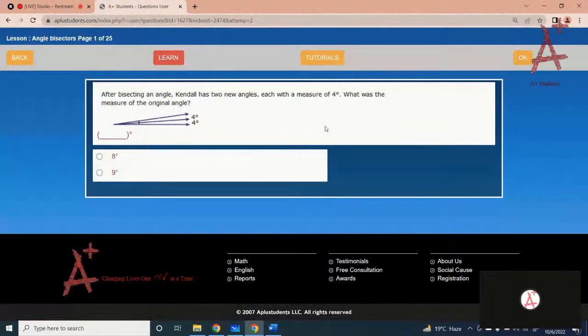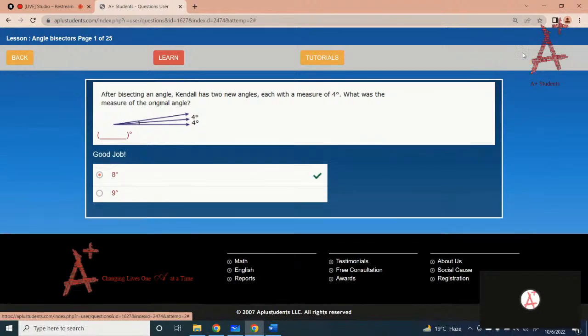Okay, let's just complete the test we were doing earlier. After bisecting an angle, Candle has two new angles with a measure of 4 degrees. What was the measure of the original angle? After bisecting, it is 4. So originally it is 4 times 2. That means originally it is 8. Got it? Select the correct option and click on the OK button.